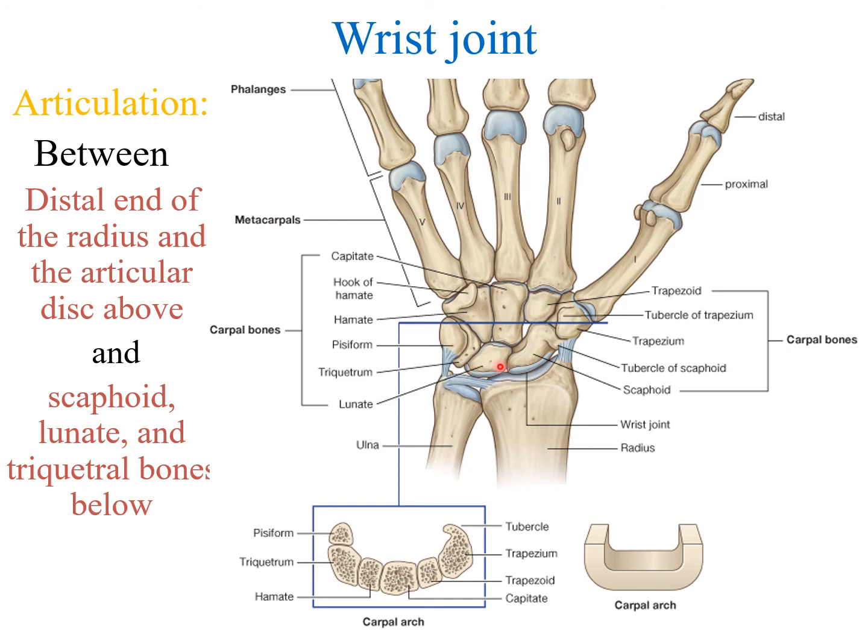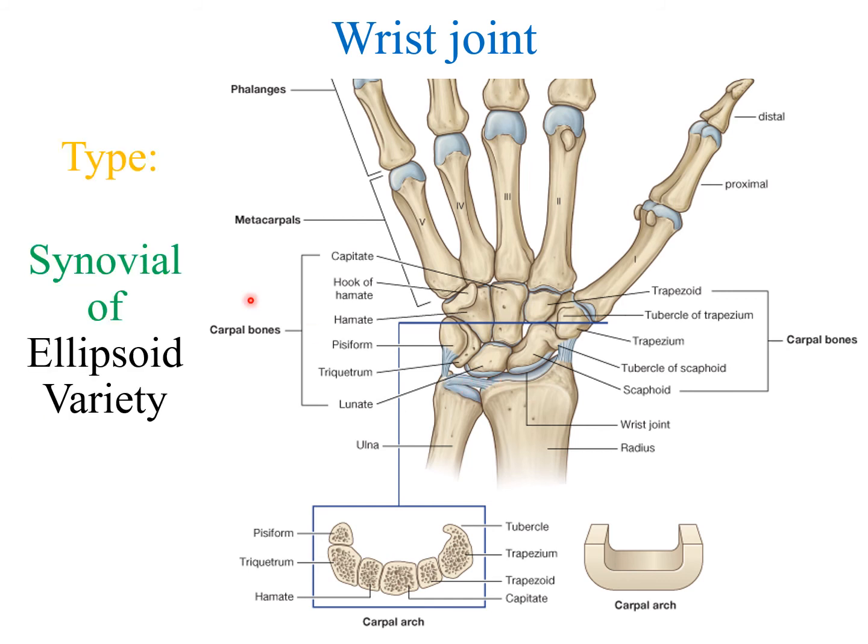So these first three carpal bones of the proximal row articulate with the lower end of the radius and ulna through the articular disc to form the wrist joint, or radiocarpal joint. Regarding the type of the joint, it is a synovial joint of ellipsoid variety, in which one joint surface is concave and the other joint surface is convex.